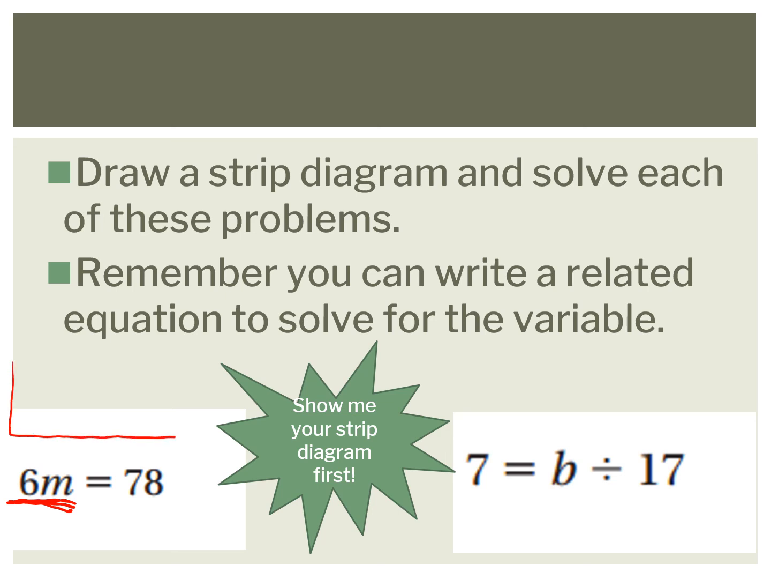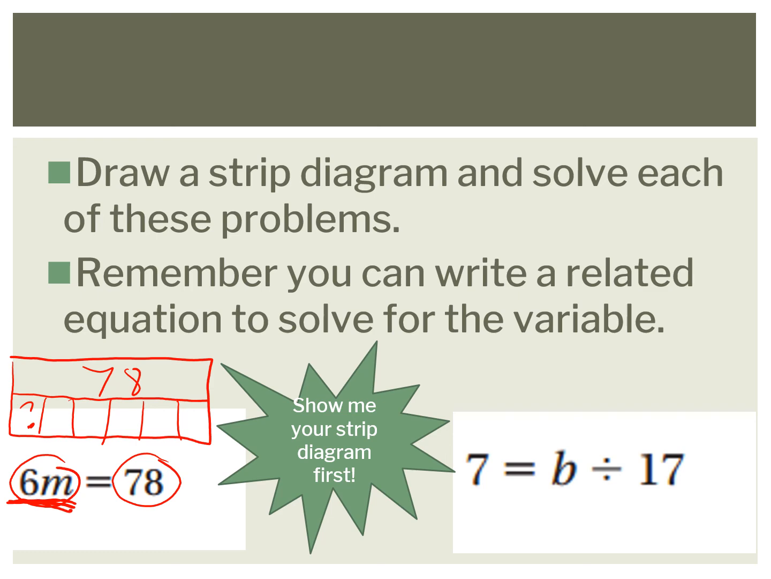So let's start with a strip diagram. What do I know? Do I have a total? Yes, I do have a total. 78 is my total. I know there are 6 strips. What I don't know is how many are in each strip. So how do I find the missing number on each strip here? The opposite of multiplication is division. So 78 divided by 6 equals M.